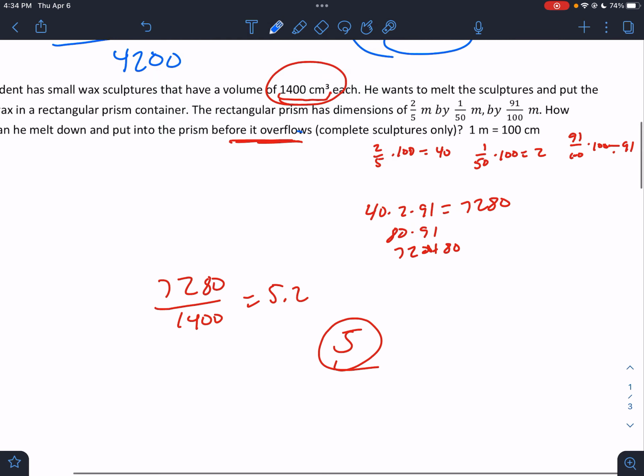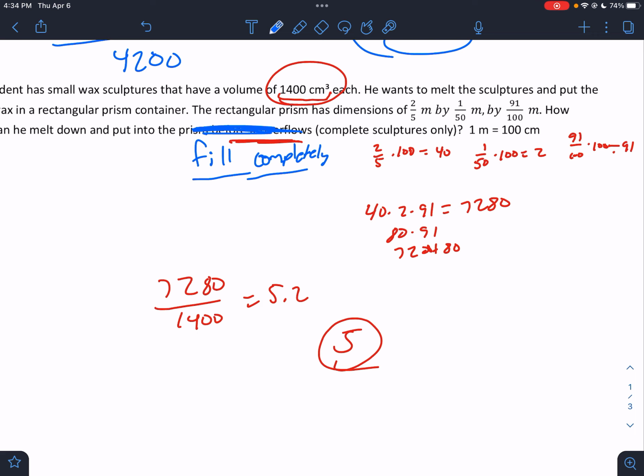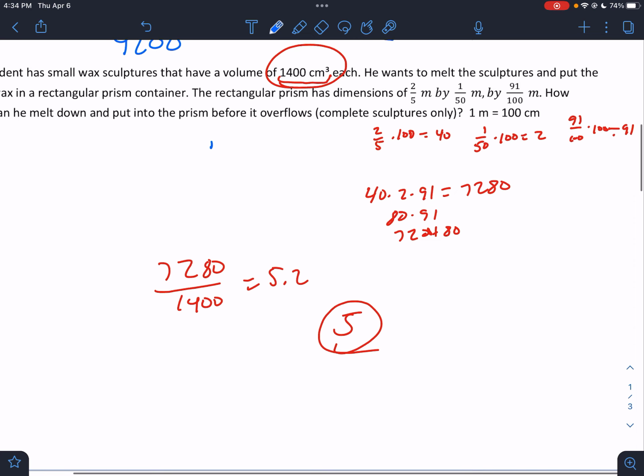Real quick side question: what if instead of "before it overflows," it said "fill completely"? How many would you have to melt down to fill it completely? That would be 6. You would have extra, and it's okay to have extra. They didn't say you can't have any extra. There would be some overflow or extra wax. But if I just change that phrasing slightly, now the answer is 6. So you have to understand what the goal of the question is. And the goal here was to not have any extra, to not overflow.